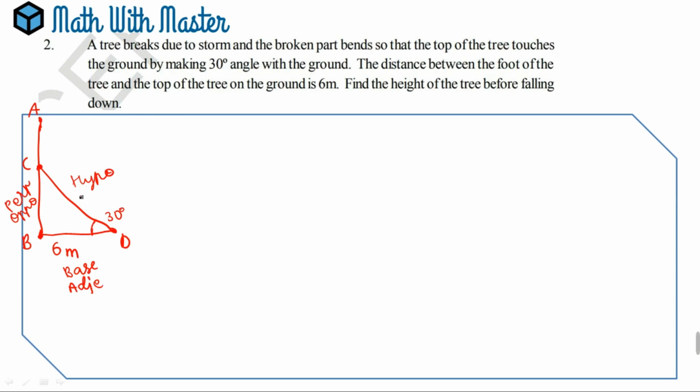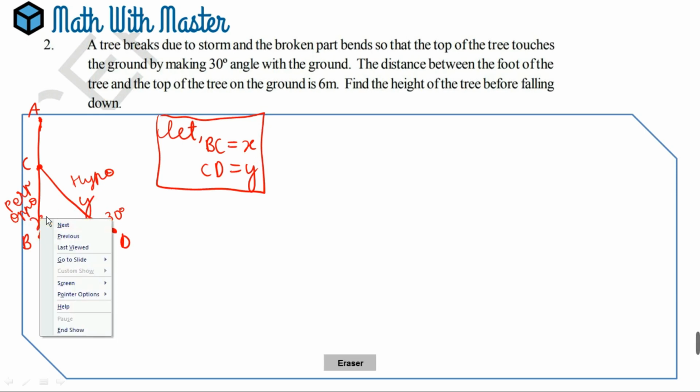So we will let some sides over here. We will let BC be equal to X and CD be equal to Y. Okay, we will let this here. So our CD is Y and BC is X.